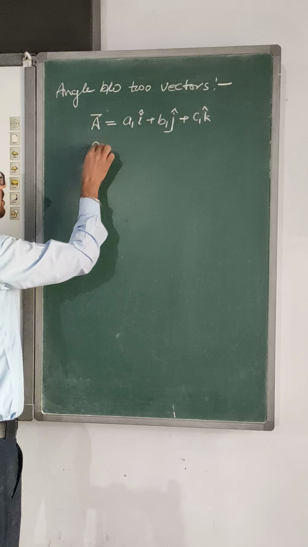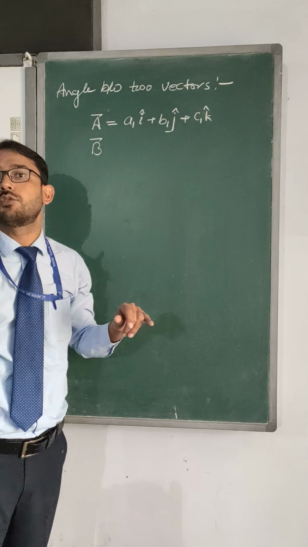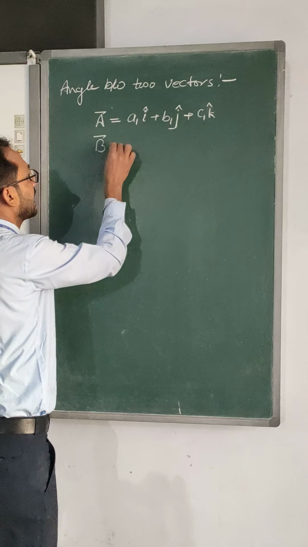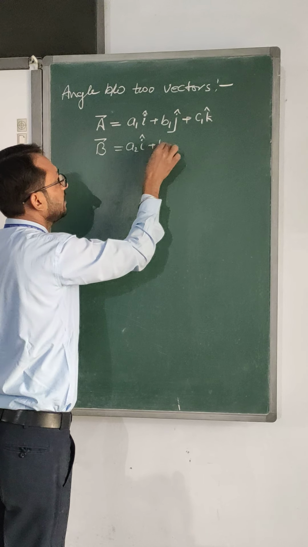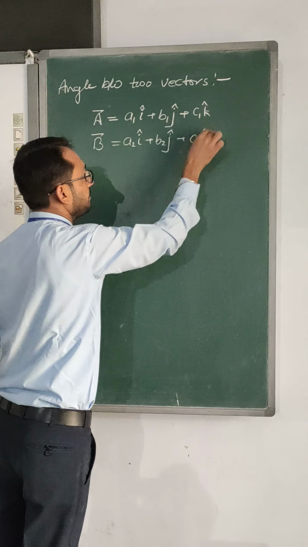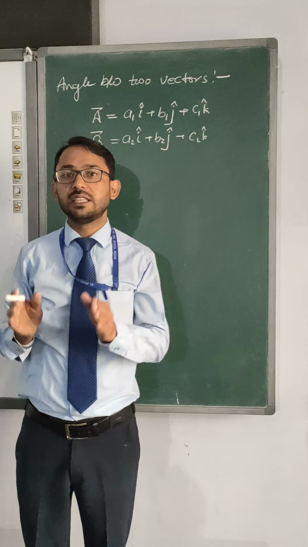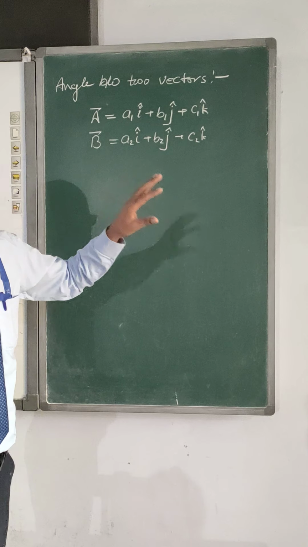Same way as another vector, because we need to find the angle between two vectors, so we need to take two different vectors. This second vector is A2 i plus B2 j plus C2 k. So with these two different vectors, we need to find the angle between them.